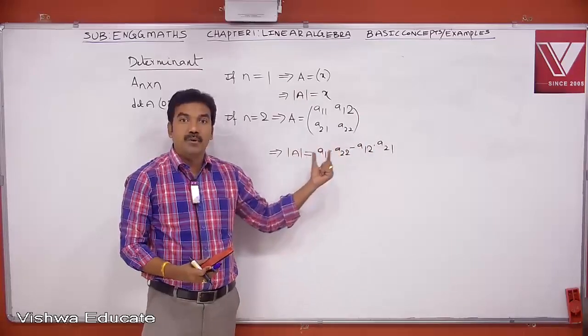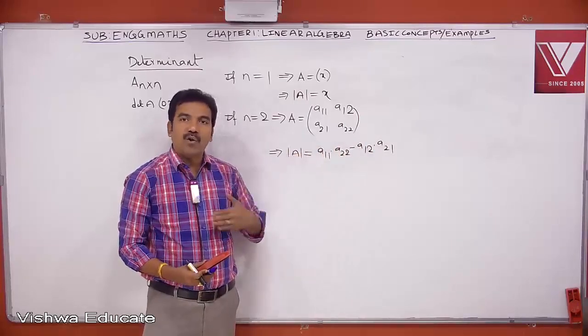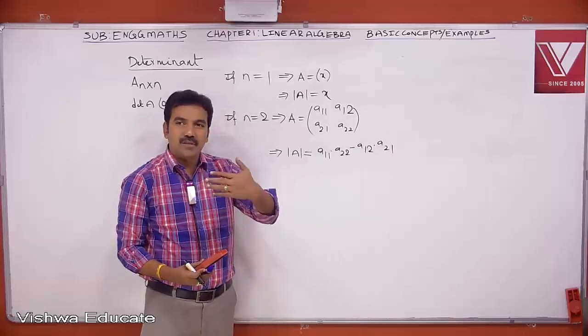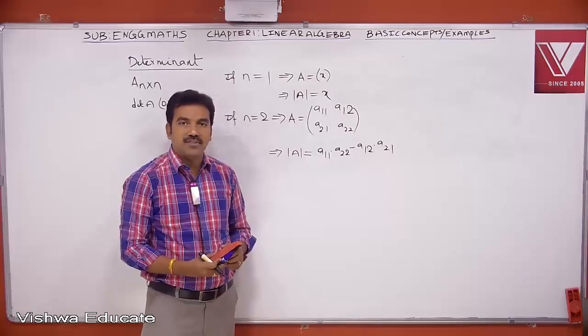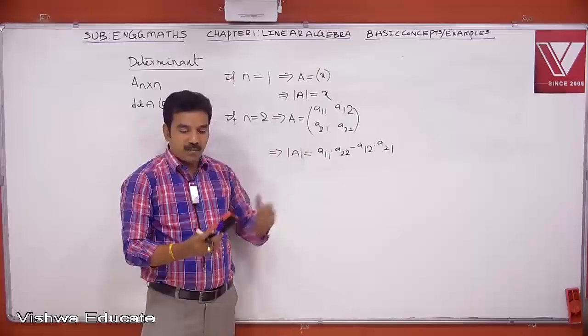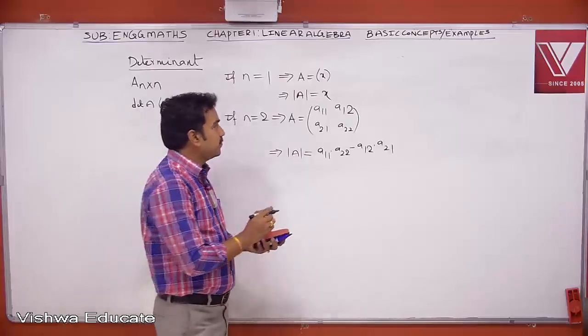It works only for a 2 by 2 matrix. But when I go for larger dimensions, then I can have a different formula. After that, we can generalize to the general definition of the determinant of a square matrix.